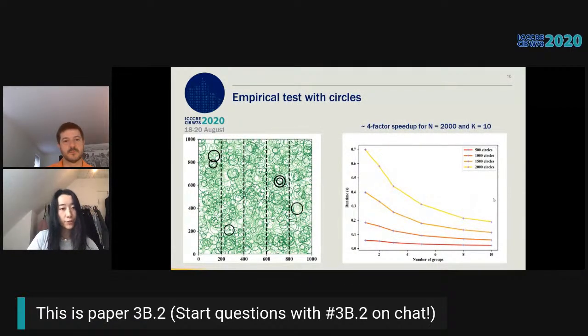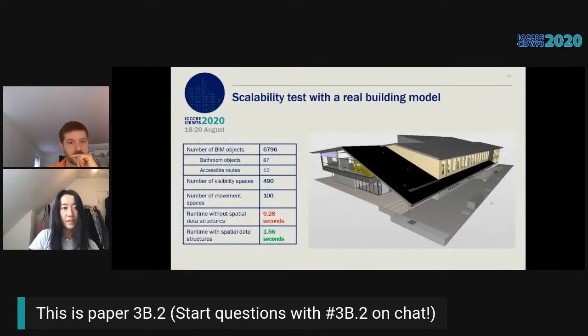In our empirical test with circles, we have generated a random number of circles and distributed them into different clusters. And by adding necessary and sufficient conditions for two circles to overlap, we have achieved a 4-factor speedup for 2,000 circles and 10 clusters. And finally, for our scalability test with a real building model that has merely 7,000 building objects, we have derived 490 visibility spaces, 100 movement spaces, and we have observed that the runtime has dropped from 9 seconds to 1.5 seconds when we incorporate spatial data structures.